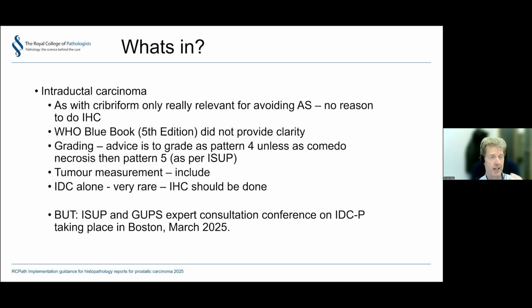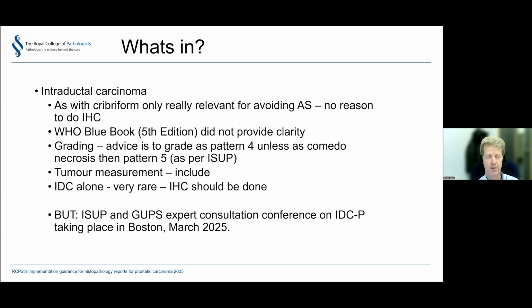With intraductal cancer, it's exactly the same. So both with cribriform and intraductal, we should be avoiding active surveillance. There's no real clarity in the WHO book. And my advice, and our advice in the data set, is that we should be grading it as per the ISUP system, so calling it pattern 4, and areas of necrosis as pattern 5, and including it in any tumour measurements that you do.